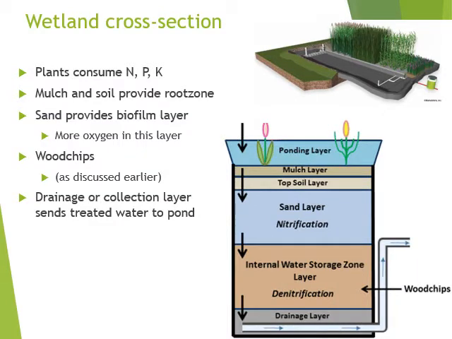This is just a cross section of a constructed wetland showing your pond. Maybe this is where you've got a low-lying area where there's actually water lilies. This layer may or may not be full of water. Typically not, I would say. Then you've got your mulch, your soil, a boundary layer, and then your sand, and maybe even wood chips below that, where you get your denitrification and your biofiltration happening. And then below that, the water's collected off and sent into the next pond where it's retained for use.